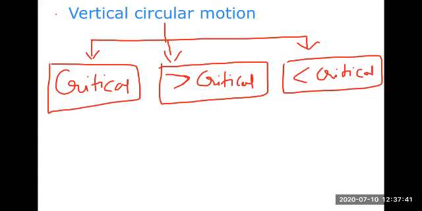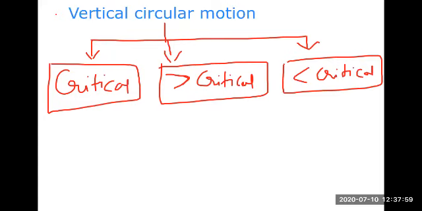So we are discussing vertical circular motion. I am classifying into three categories: critical, greater than critical, and less than critical. First, what do you mean by critical?